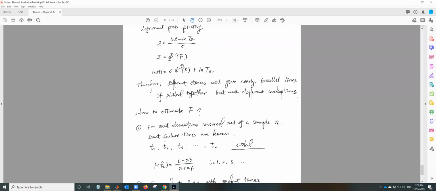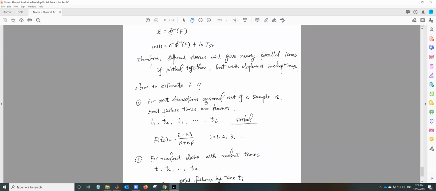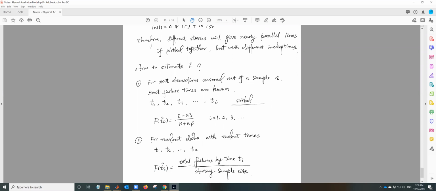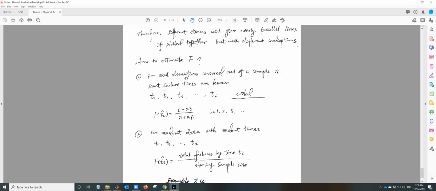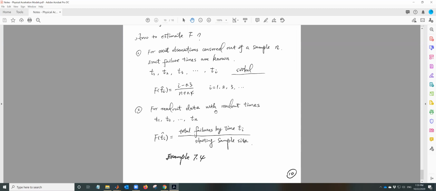And some of you may ask how to estimate F. For exact observations, with r failures out of a sample of n, we know the exact failure times. So you can sort them from the smallest to the largest. Then F(t_i) equals (i minus 0.3) divided by (n plus 0.4). So one can estimate F. This is for exact observations, where you know the exact failure times. But for readout data, with readout times, that means at a particular time you read how many failed. So F equals the total failures by this time divided by the starting sample size. This will be the F. Those are the two different ways to estimate F.